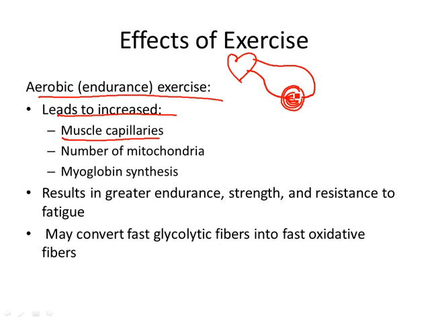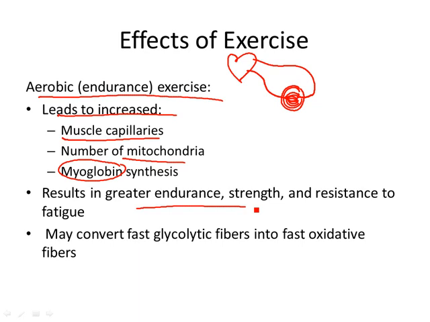If you have more capillaries inside of a muscle, you have more areas for exchange, more ways for oxygen to get into the muscle. You actually increase the number of mitochondria. You actually cause all those nuclei inside the muscle to make more proteins, and one of the proteins they make is myoglobin, and myoglobin can hold more oxygen. So the more aerobic exercise you do, the more blood supply you get, the more mitochondria you get, the more myoglobin you get, and the greater your endurance.